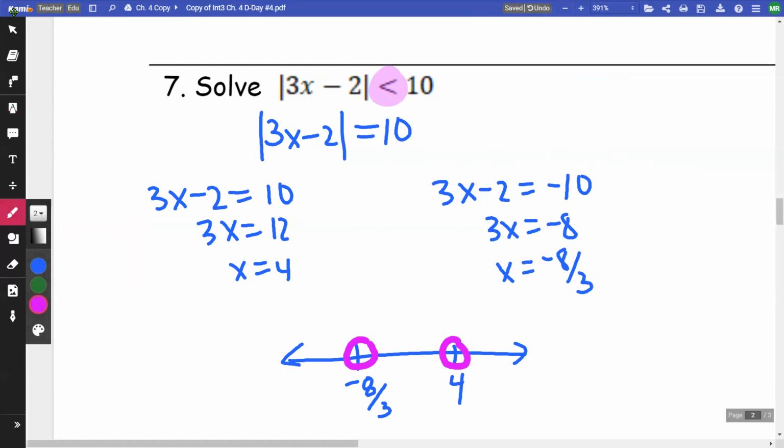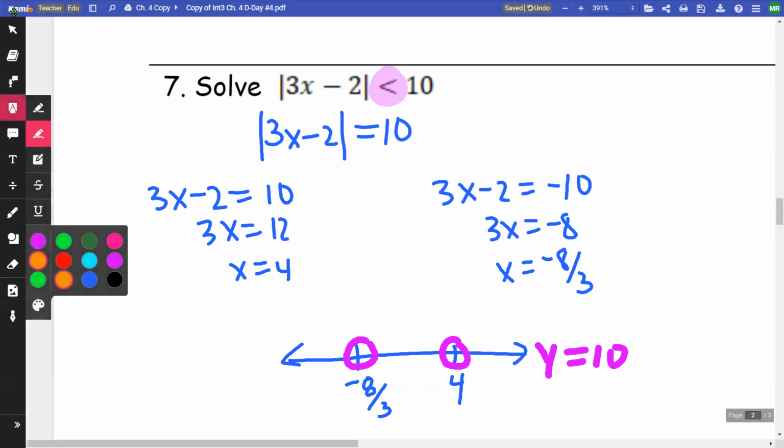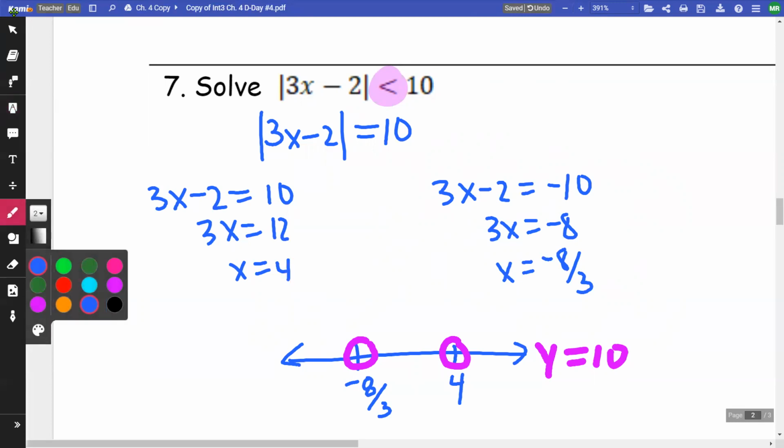So the way I think about this is I think about this line right here being where y is 10. This is where it equals 10. I want things that are less than 10. And this is an absolute value, and an absolute value is a V-shaped graph. So as I'm coming down here, I am on my absolute value, I am greater than 10 at 10, less than 10, still less than 10 at 10, greater than 10.